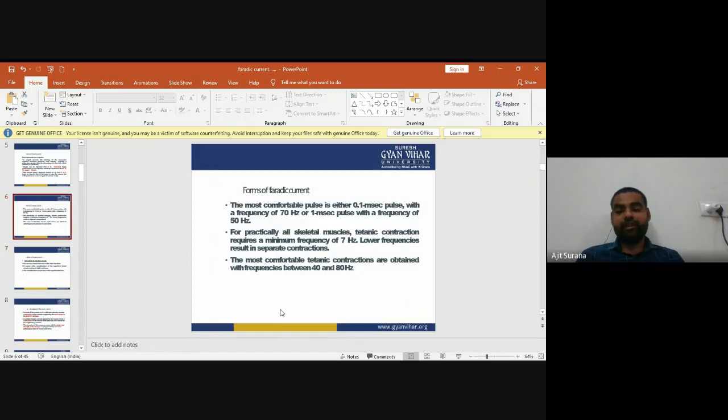Now, what is a multi-vibrator circuit? The multi-vibrator circuit, which incorporates valves or transistors, is used to produce both the Faradic type of current and the long duration galvanic type of current, both of which are interrupted direct currents.